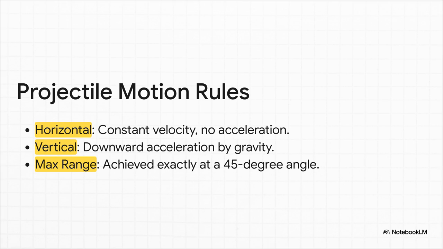Horizontally, it just glides forward at a nice constant speed. Vertically, gravity is constantly accelerating it downwards. And here's the wild part. They do not affect each other at all. Oh, and a quick pro tip. If you ever want to throw something as far as humanly possible, the math definitively proves that a 45-degree angle is your absolute best bet.